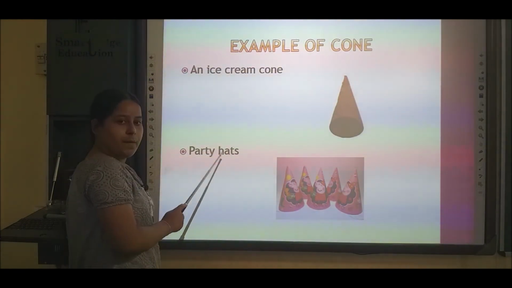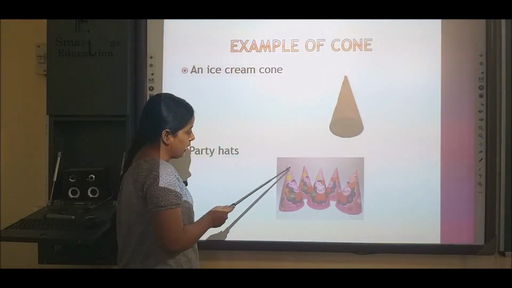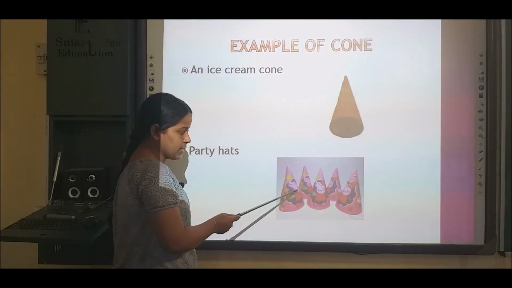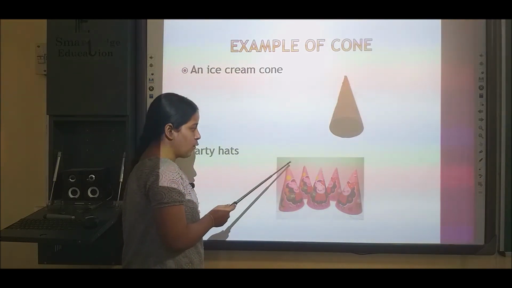Next example is party hats. Party hats are also in the cone shape. It has one corner, a flat surface, and the middle part is the curved surface. So it has two faces, one corner.